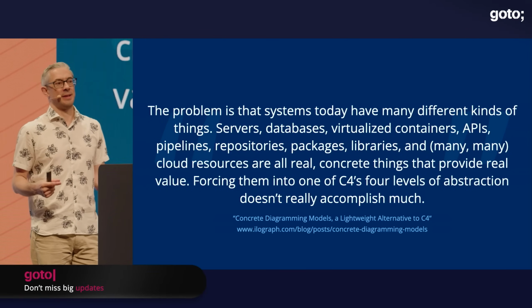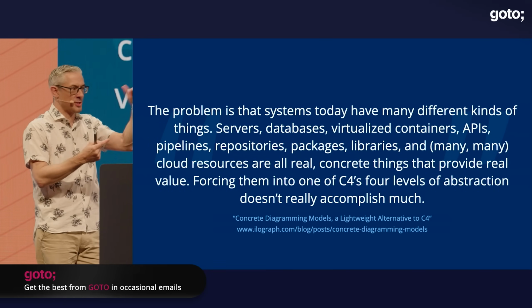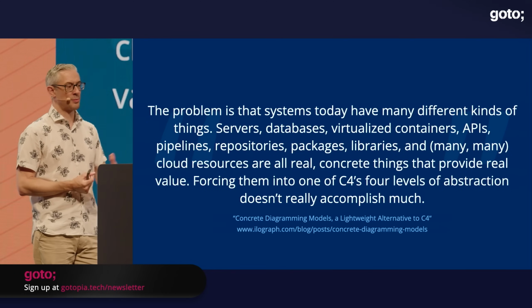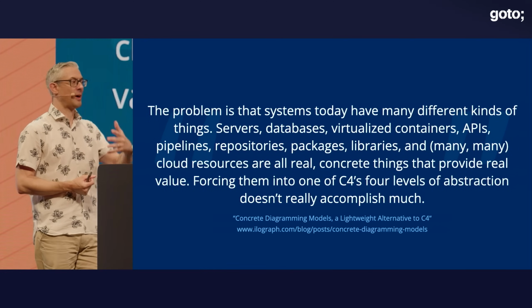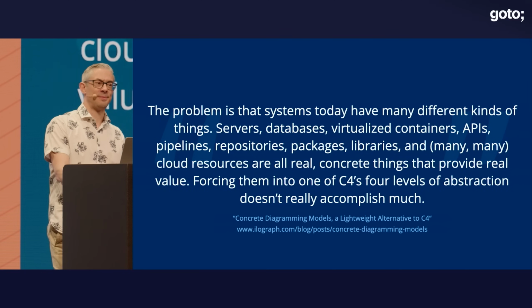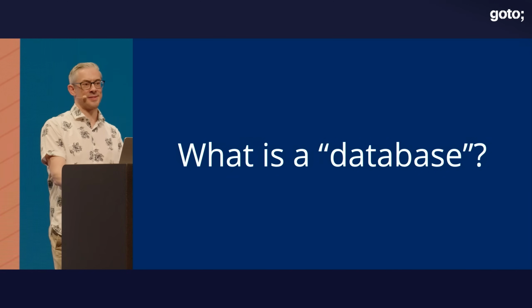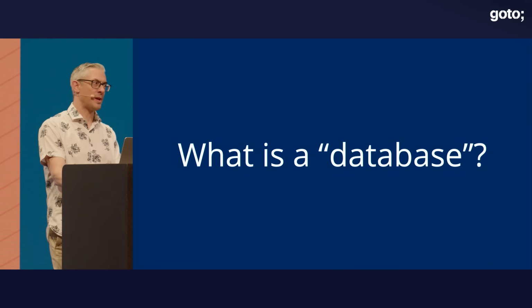And I get what they're trying to say here. They're like, our systems are way more complicated. Why should we try and force things into just 4 levels of abstraction? What's wrong with having like 10 levels of abstraction or 5 levels of abstraction? The problem here is words. What is a database? A database is a database. That's what that blog post said. But what do we mean by database here? Are we talking about a database server or a database schema or a collection of tables? I don't know. It's a very ambiguous term, isn't it?